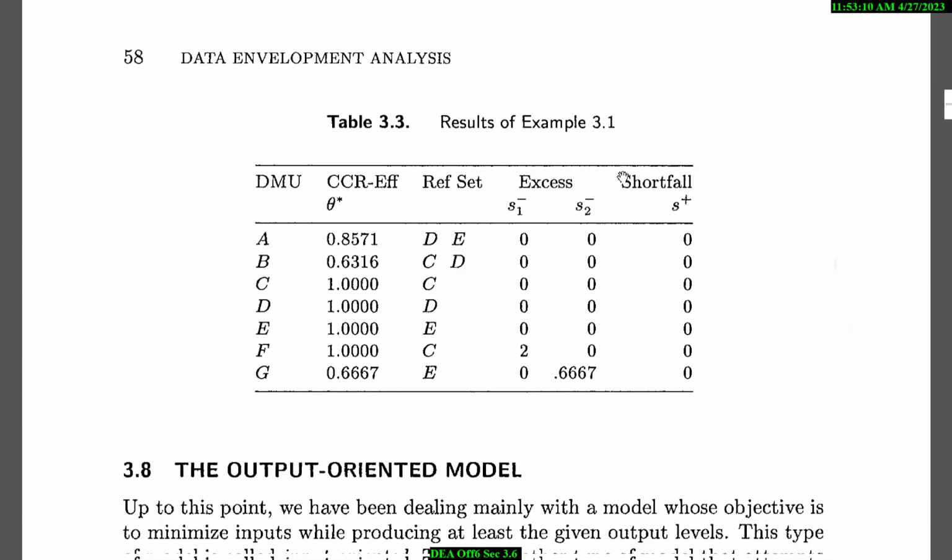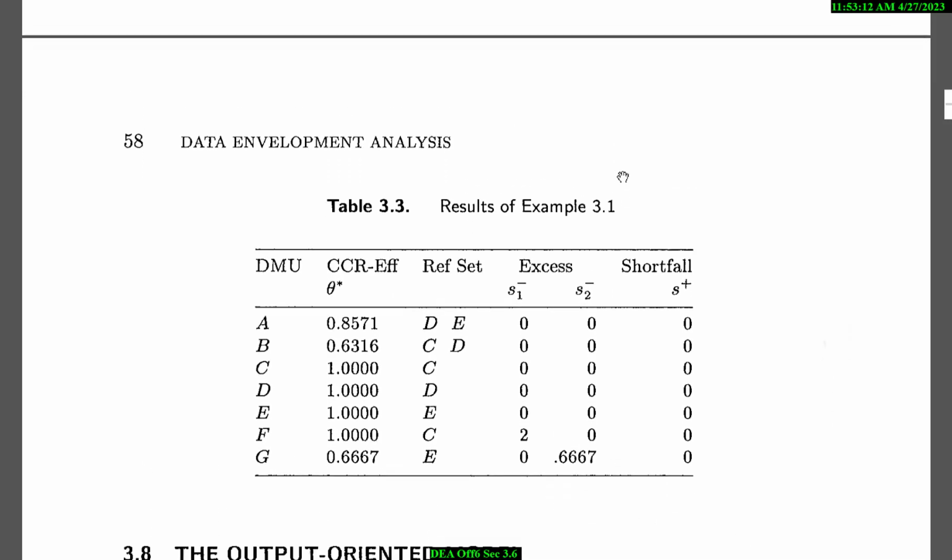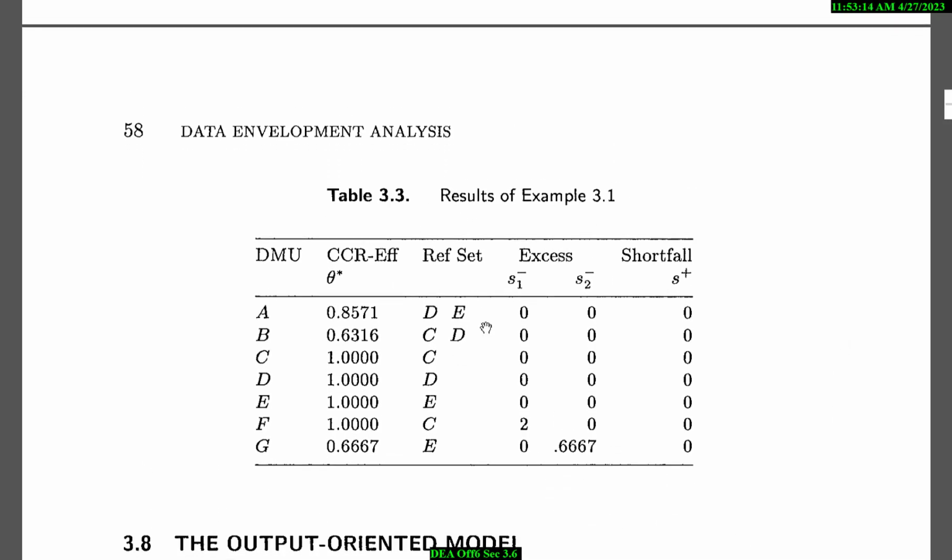In this table, the results are summarized for all the DMUs. As you can see, the CCR efficiency theta star, the reference set, the slacks of inputs and outputs, with the excesses and shortfalls.